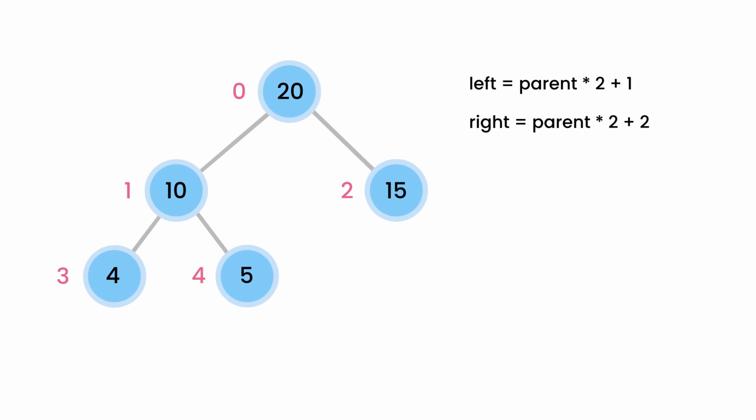Now, how can we find the parent of a node? Again, look at the indexes of 10 and 4. How can we get to 1 from 3? Well, we subtract 3 by 1 and then divide it by 2. So here's the formula for calculating the index of a parent node.